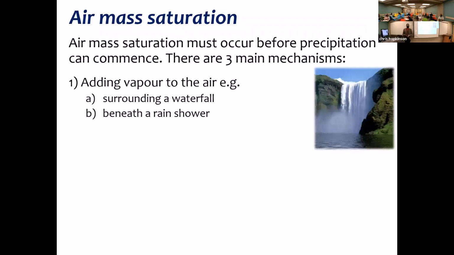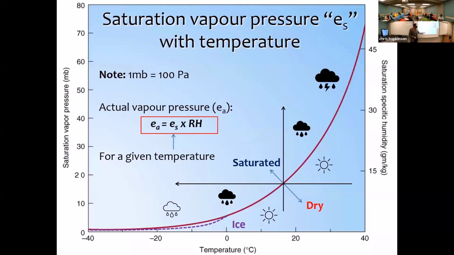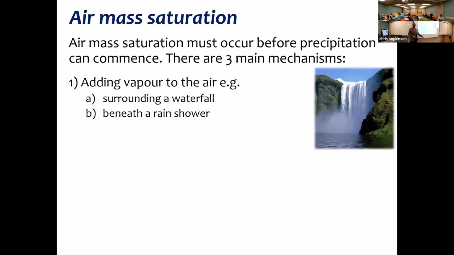Okay, so how do we saturate an air mass? What are the processes of saturation? Okay, so that's the physics. What are the processes that cause us to cross that line? So we can physically add moisture vapor to the air. There's one example, waterfall. You always see mists around a waterfall. That's a mechanical process of adding moisture to the atmosphere.